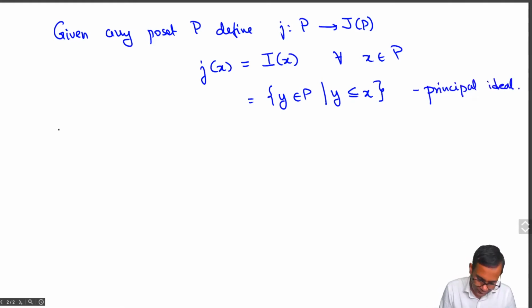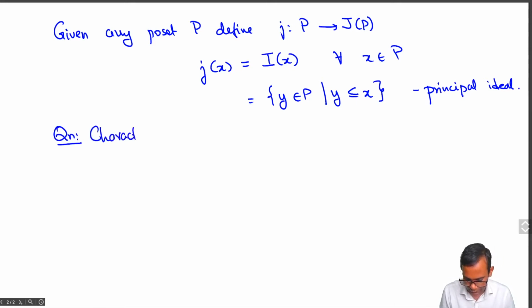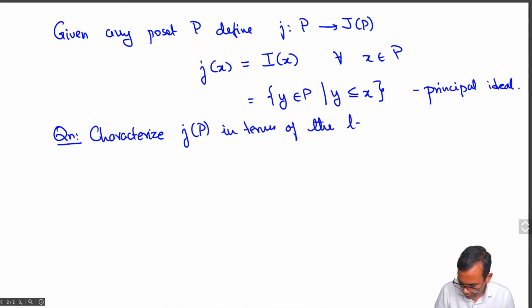Now the question is, what is the image of the function little j? Or maybe to make it more precise, characterize J(P) in terms of the lattice structure on J(P).